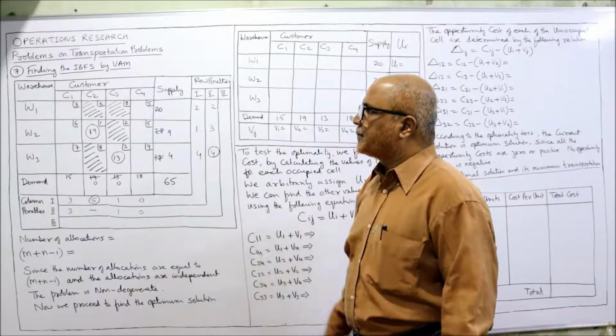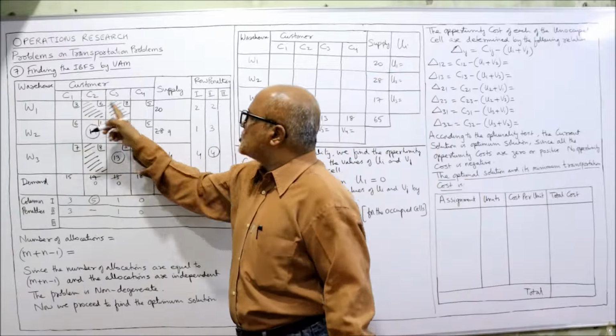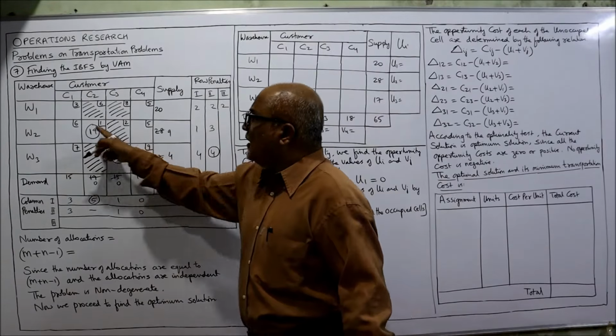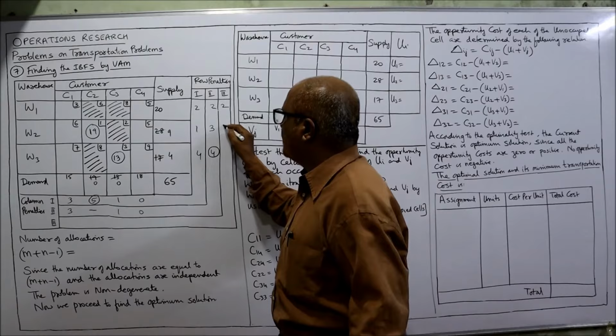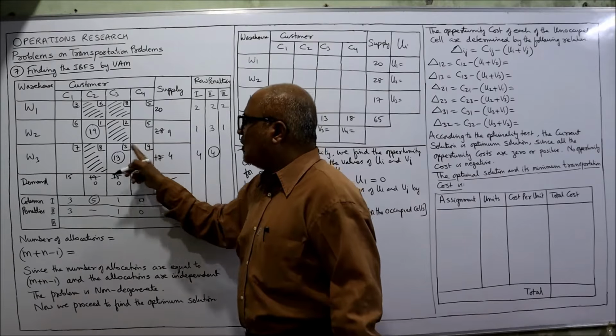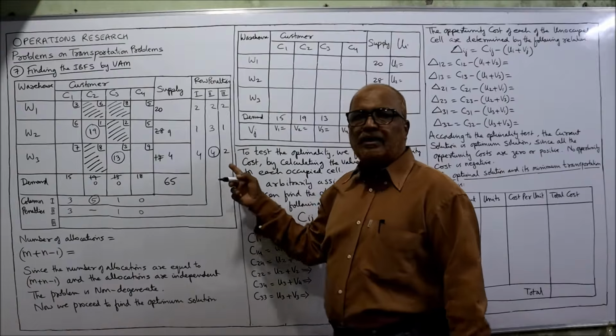Now third penalty. What is the minimum cost in the first row? 3. Next minimum 5. So 5 minus 3, 2. Here minimum is 5. Next minimum is 6. So 6 minus 5, 1. Here minimum is 7. Next minimum 9. So 9 minus 7, 2. Row penalty completed.